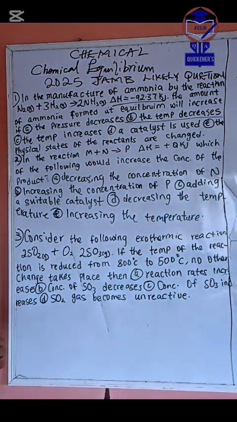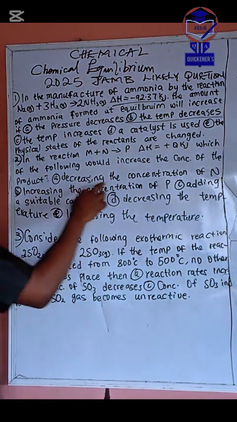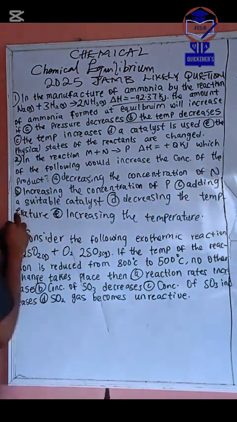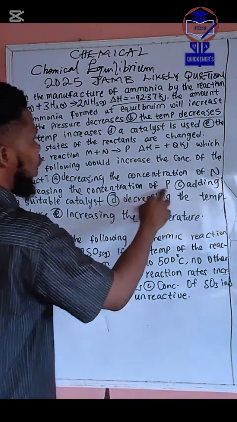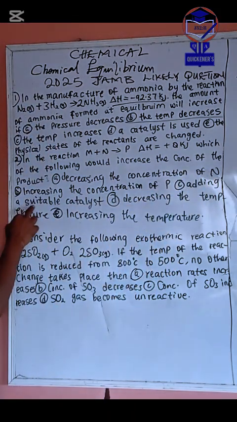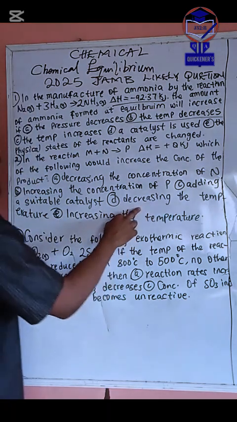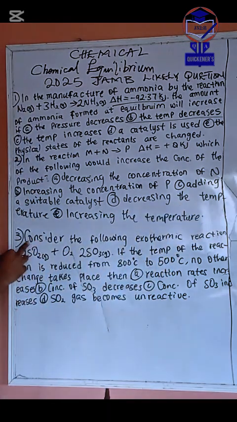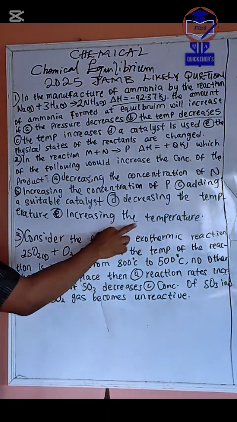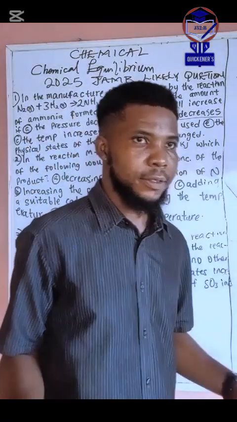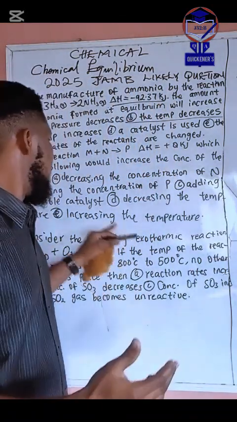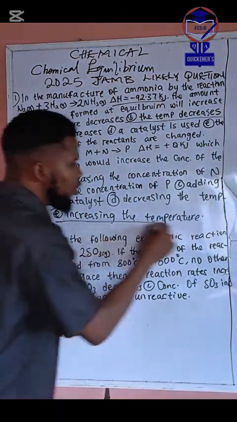So now look at the options. It says increasing the concentration of N, increasing the concentration of P, adding a suitable catalyst, and increasing the temperature. So which one is favored? Increasing the temperature. This is the correct option.